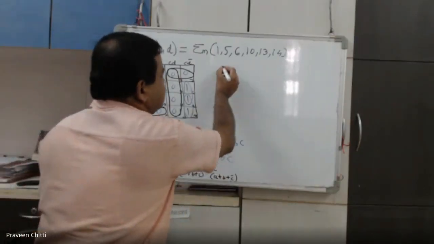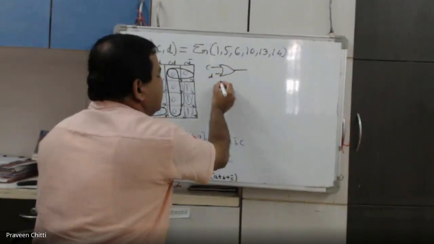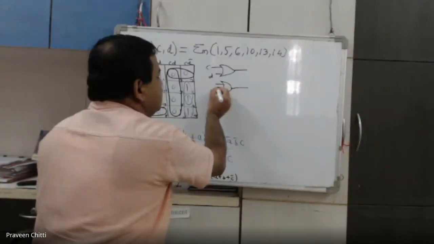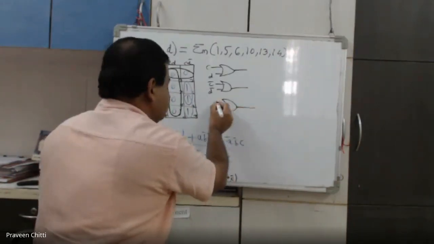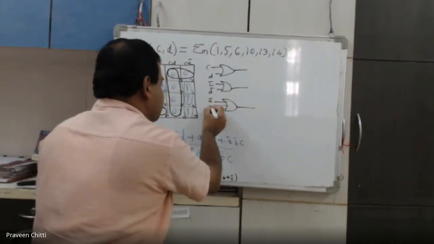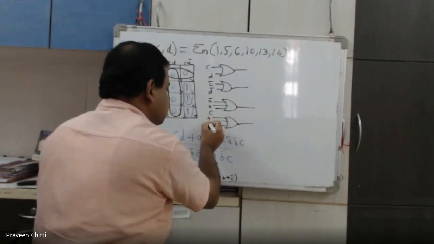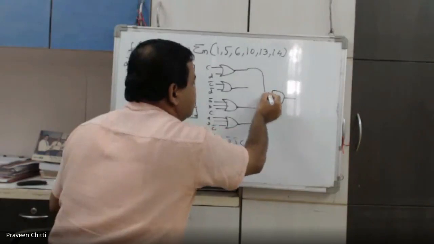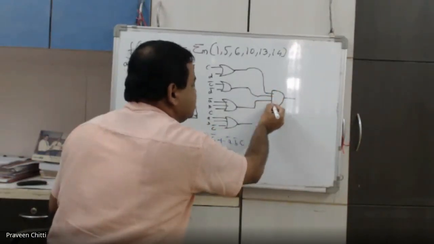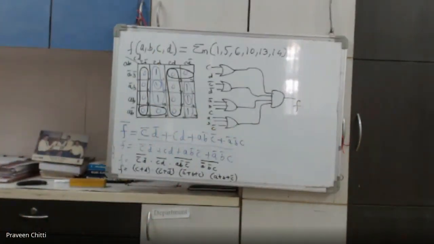C plus D is required. So I can have here one OR gate, and I give C and D. Another OR gate, I will give C bar and D bar. Another OR gate, wherein I will give A bar, B, C. The fourth OR gate, wherein I will give the inputs A, B, C bar. And finally, these four you should give to a 4 input AND gate. What is this circuit called? It is 2 level.